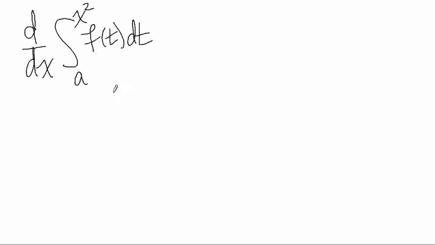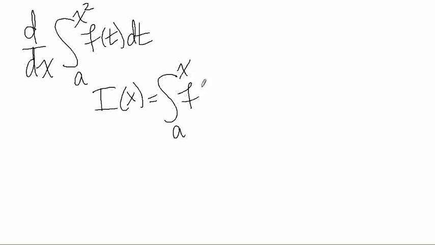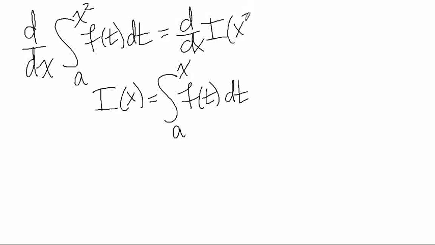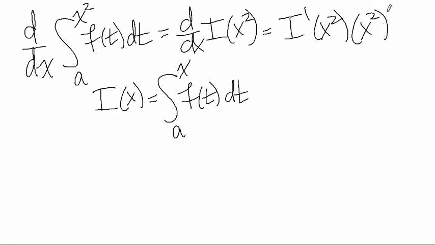The easiest way to understand what I'm about to do is let's first define a function I equal to the following definite integral function. Okay? So the original expression is essentially asking for the derivative of I with respect to x squared, right? And we can solve that by using the chain rule. So that's equal to I prime of x squared times the derivative of x squared.